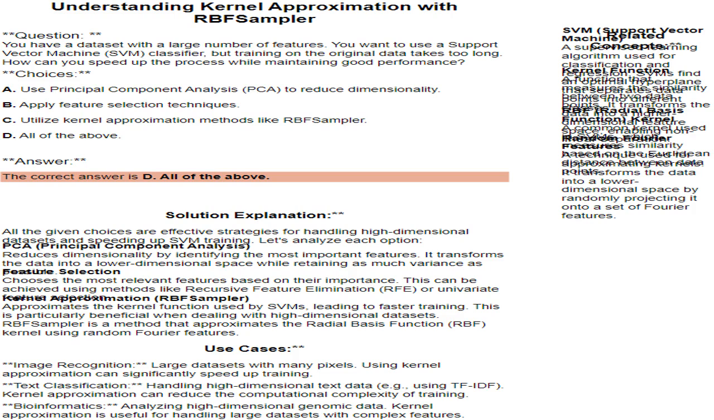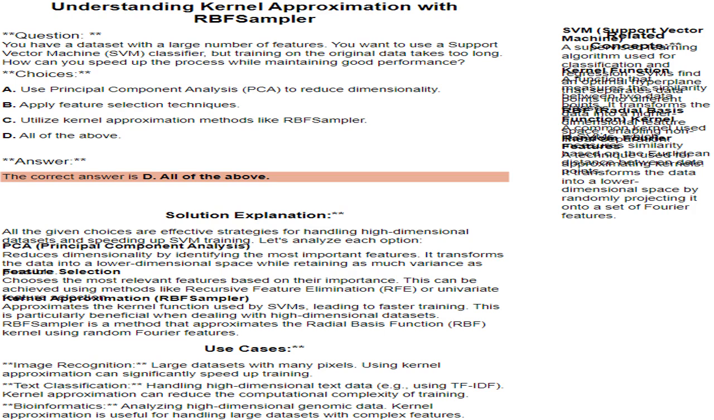Image recognition often involves handling massive datasets with thousands of pixels, making training SVMs computationally demanding. Kernel approximation methods, such as RBF sampler, can significantly speed up the training process by simplifying kernel calculations. Text classification. Handling high-dimensional text data, e.g., using TF-IDF. Kernel approximation can reduce the computational complexity of training.